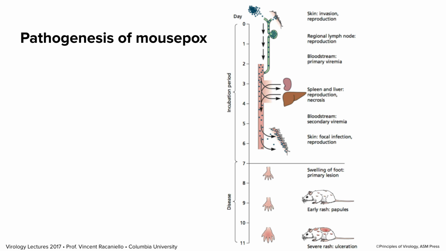The virus is then carried to the spleen and the liver, where it multiplies further. It destroys those organs. You get what we call necrosis, or tissue destruction. And then replication at those sites releases more virus into the blood. That's your secondary viremia. And then the secondary viremia brings the virus to the skin, and eventually that causes the rash that appears on the mice. So that's a result of secondary viremia.